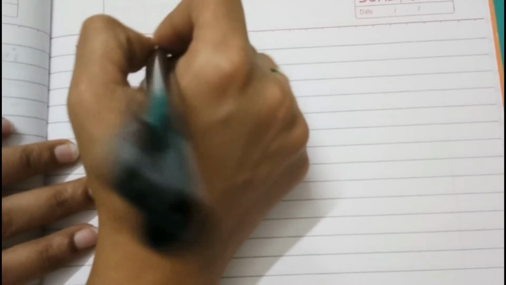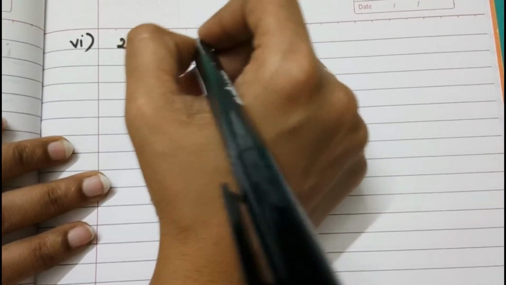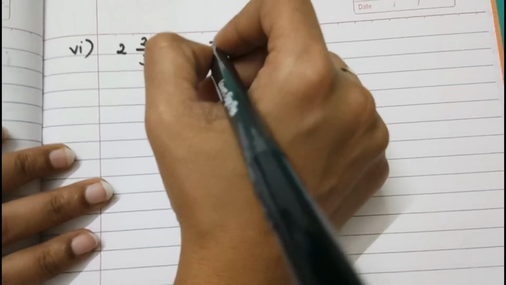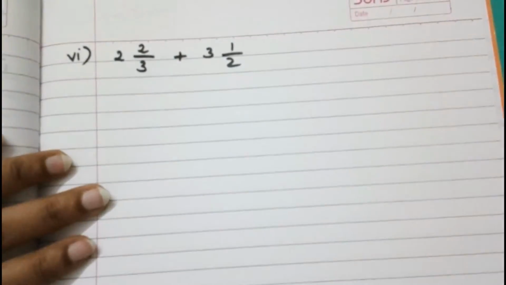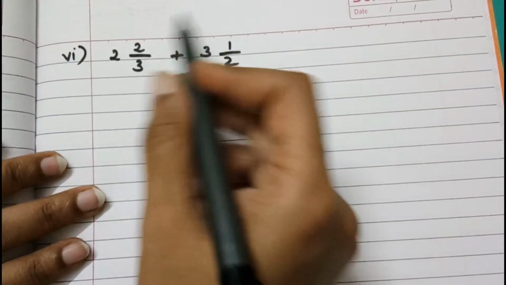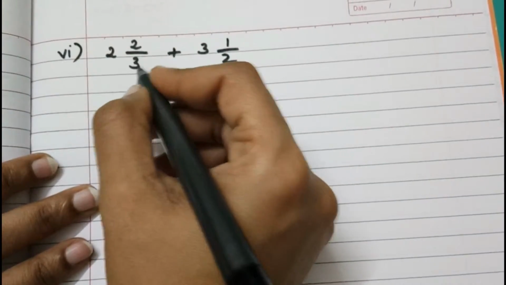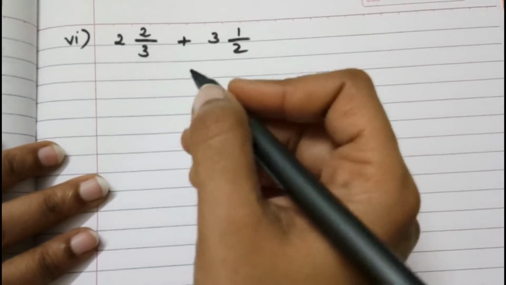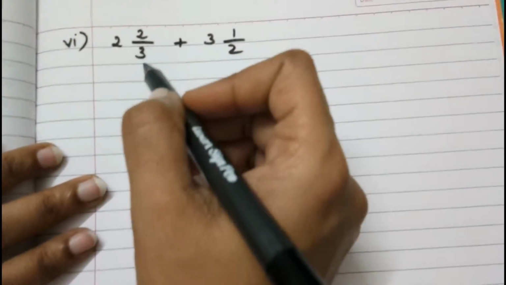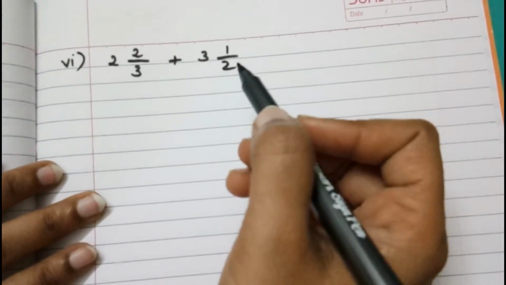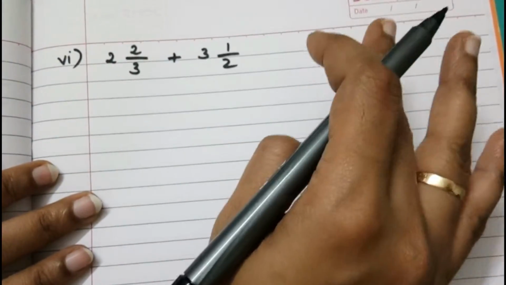2 by 3 plus 3 1 by 2. So this is already given in mixed fraction. So how will we calculate this? We have to first convert this into improper fraction, because if we convert this into normal fraction, it will always be an improper fraction.